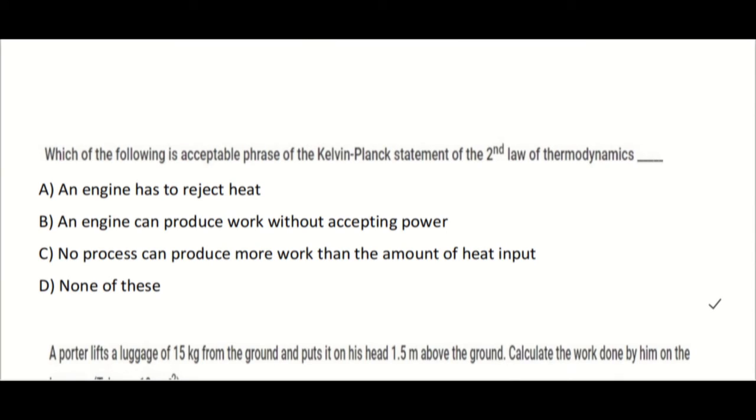Which of the following is an acceptable phrase of Kelvin Planck's statement of the second law of thermodynamics? What is Kelvin Planck's statement? It is impossible to construct a device operating in a thermodynamic cycle that converts all heat input into work output. Converting all heat input to output work is impossible. That is, 100% efficiency is impossible.